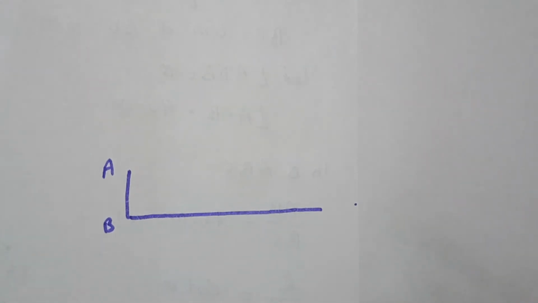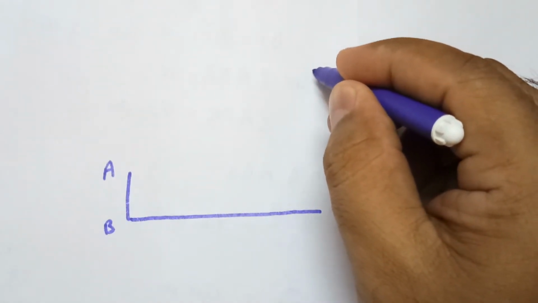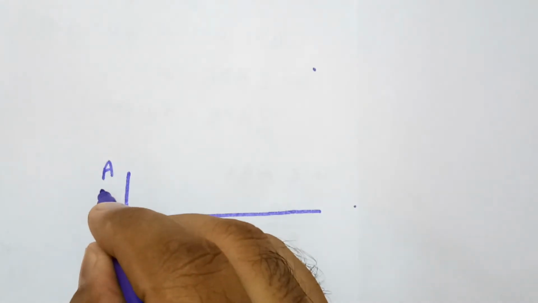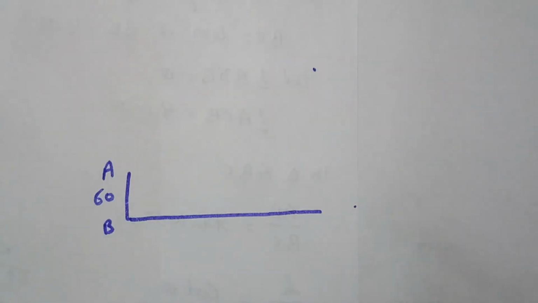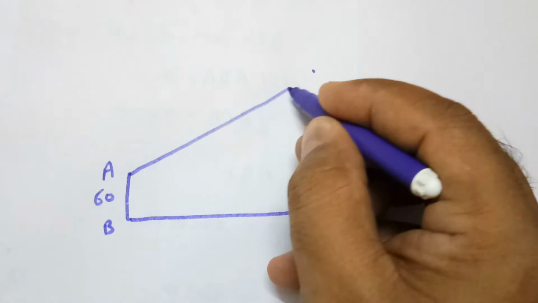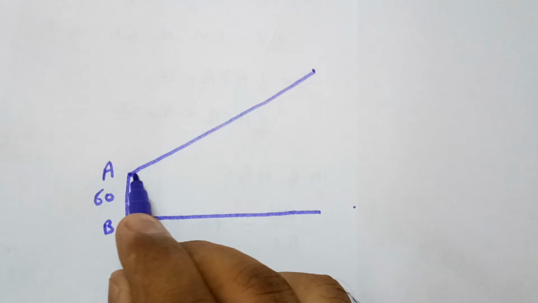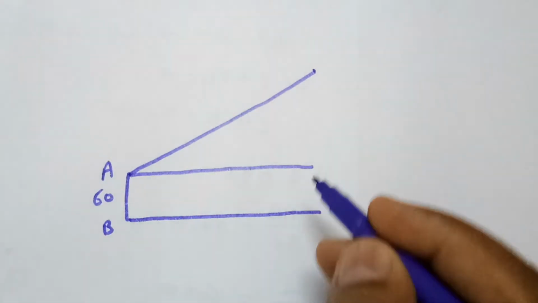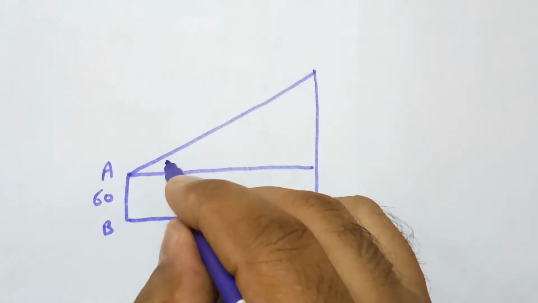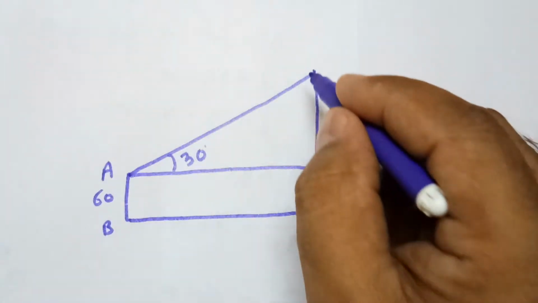Students, here it is given that the angle of elevation of a cloud, let the cloud be here, the angle of elevation of a cloud from a point 60 meter above the ground, AB is 60 meter, and the angle of elevation of this cloud is 30 degree. So we will draw the line of sight here. This angle is 30 degree. Let this point be C.